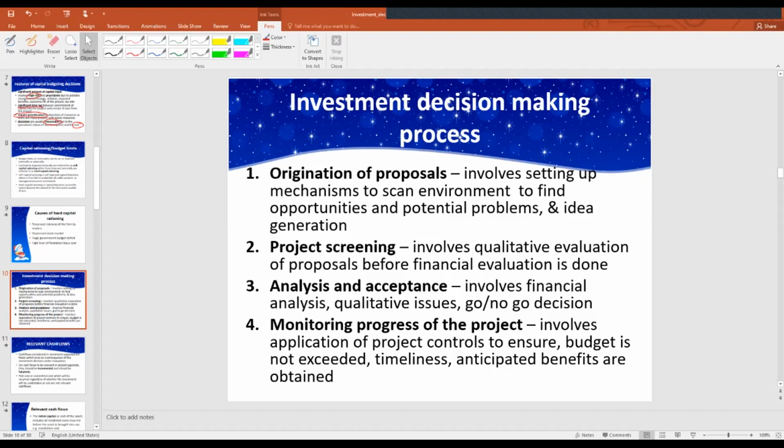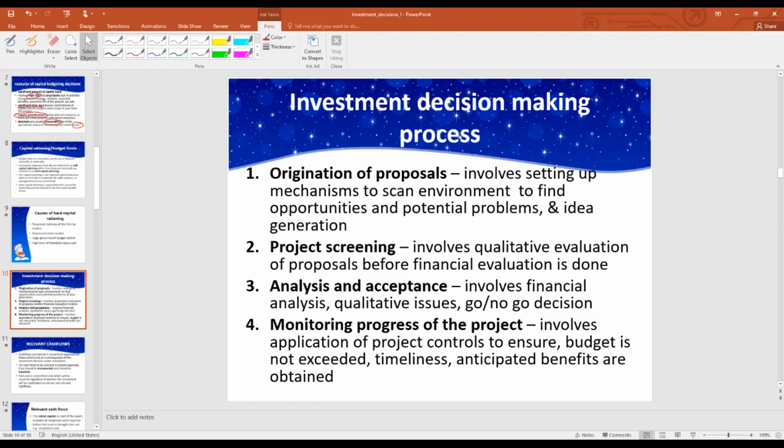Step 3 is now the analysis. The analysis will come after you've screened the idea. As I mentioned, this step is about quantifying. What are the cash flows to be earned? What are the resources to be used along the way? What will be the value to be received by the company if you are to invest in the project? So it's about determining the different appraisal techniques that can be used.